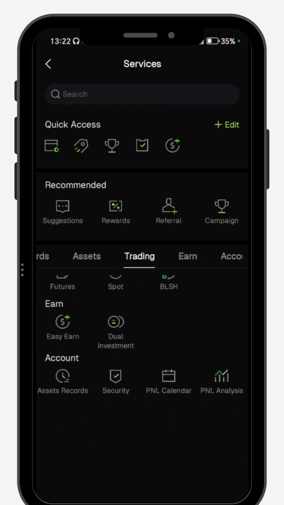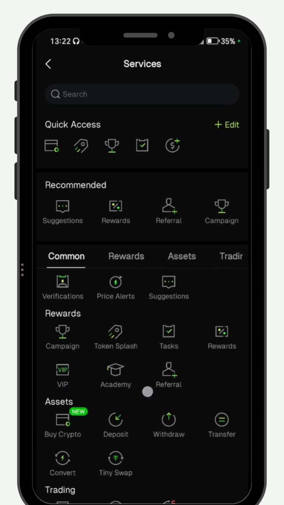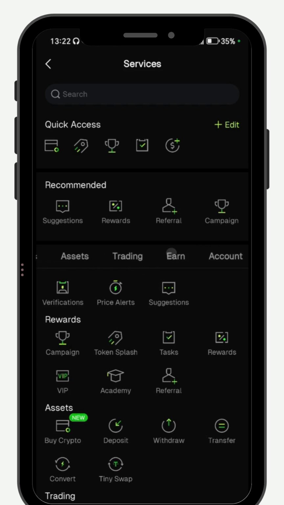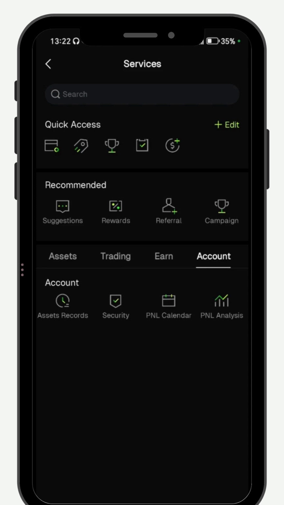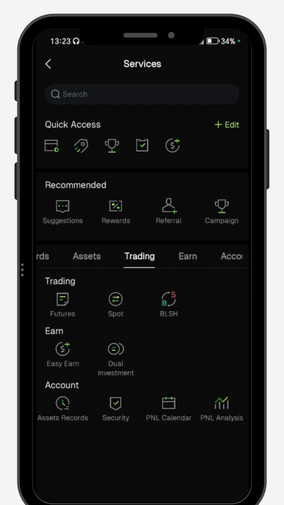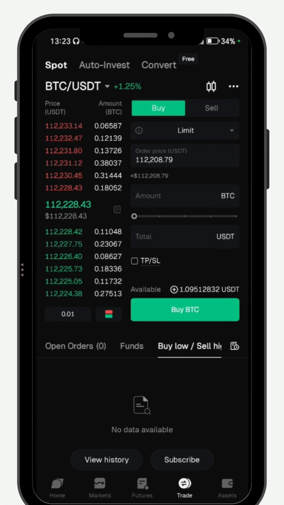Now you can also look at asset records, security, P&L calendar, like the profit you have been making, or P&L analysis. If you are trading, you can see your profit calendar and your profit analysis. And yeah, there's lots of stuff here that you can take advantage of. Like for example, in your account, you can look at your asset record, security. Then you can scroll up a little bit, trading. You see spot trading, you see futures trading. I recommend you trade either one that you can. They also have BLS. You can do that as well if you want, but I'm not going to do that.